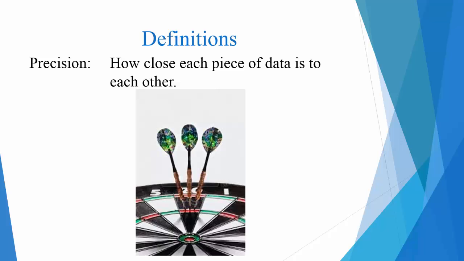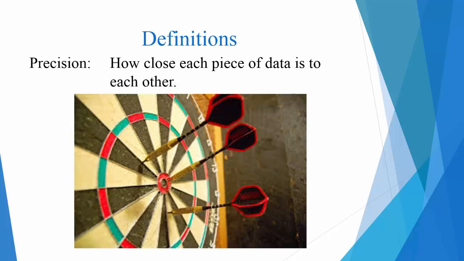Precision is how close each piece of data is to each other. So for this dartboard, these dots are inaccurate, but they are precise. They are closely clumped together. Here, the dots are not clumped close together. We would say this is imprecise.